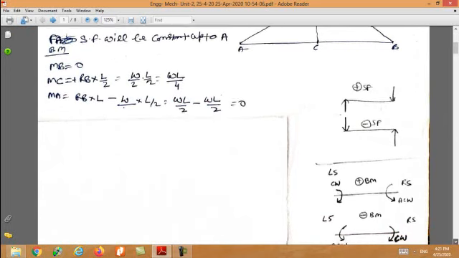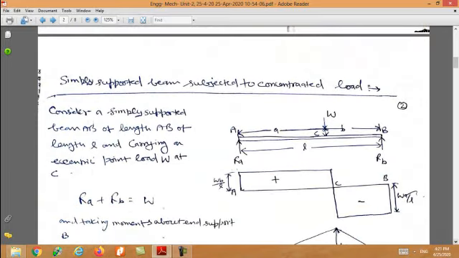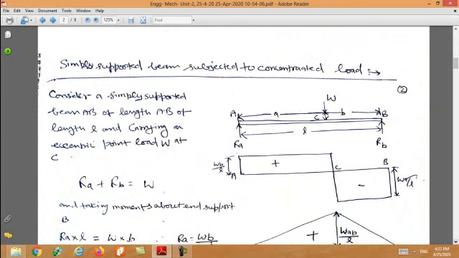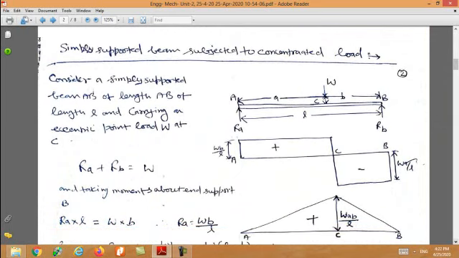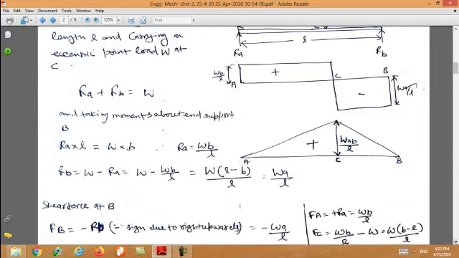Now comes the second case: a simply supported beam subjected to a concentrated load at a point other than the middle, at distance a and distance b. Same process: Ra plus Rb is equal to W. One is negative, one is positive, but the values will be different. Taking moments of all forces about the end supports, you can obtain the values of Ra and Rb by the same process as before.